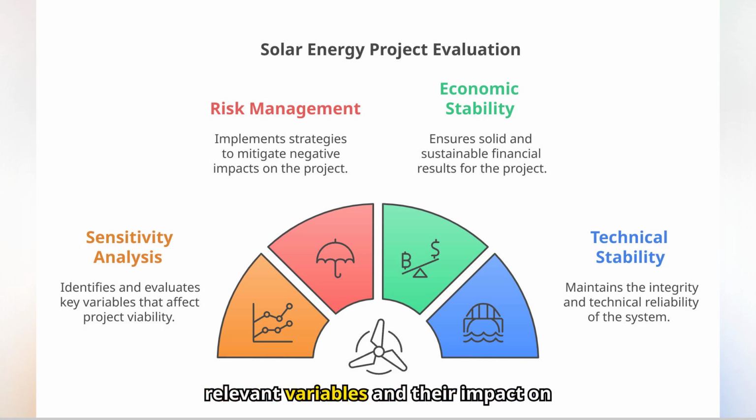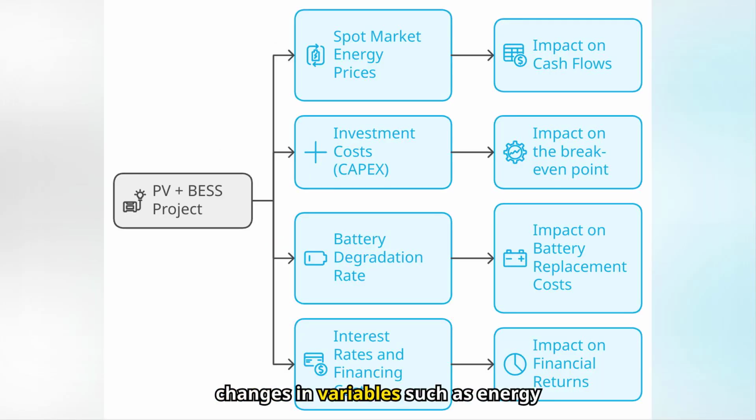Identifying the most relevant variables and their impact on project profitability allows informed decisions to be made from the earliest stages. In the image, we see how changes in variables such as energy price, capex, and degradation rate affect the performance of a project. Sensitivity analysis identifies the most critical variables for profitability.